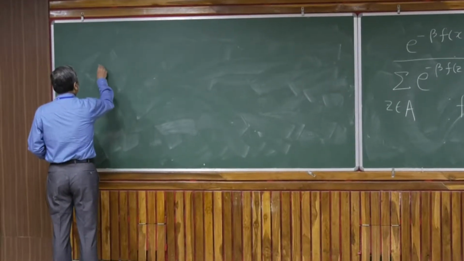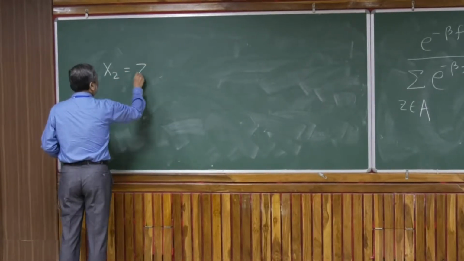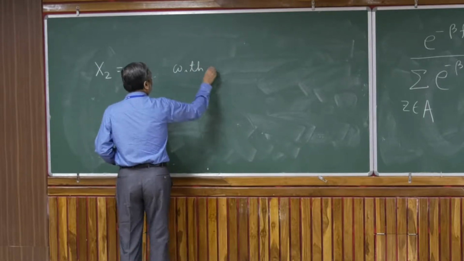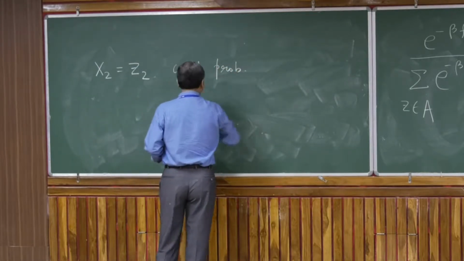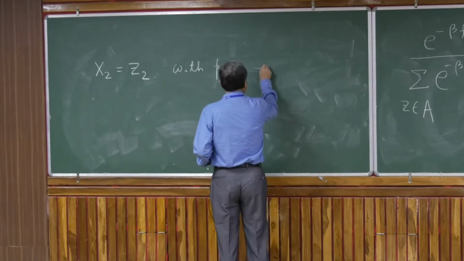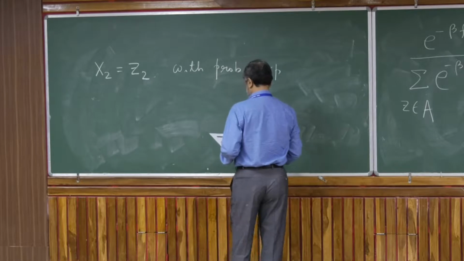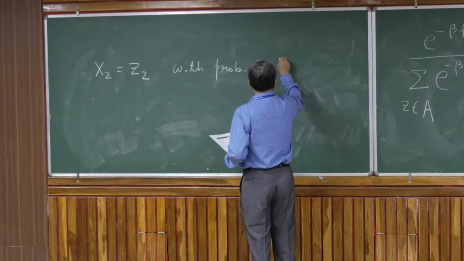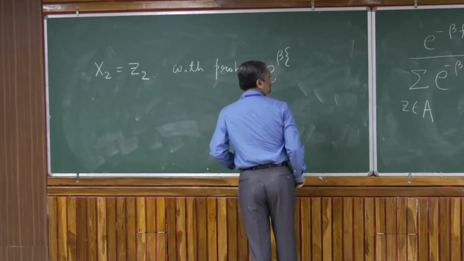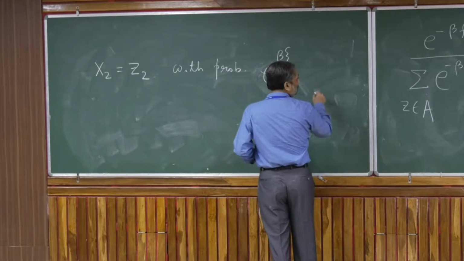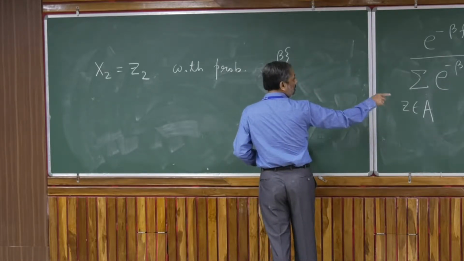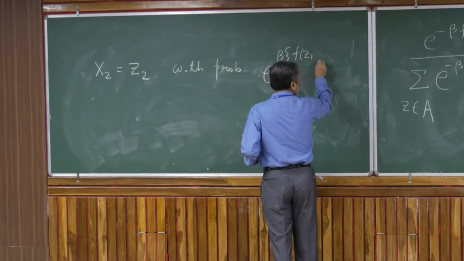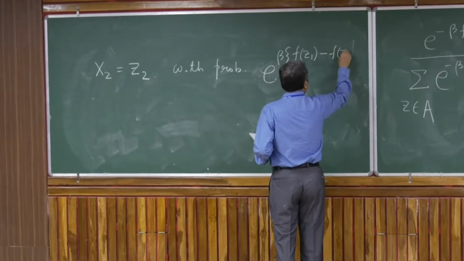So x2 will be that z2 with probability exponential, or I wrote e, why exponential, e to the power beta. I have f(z2) bigger than f(z1), so it is f(z1) minus f(z2).